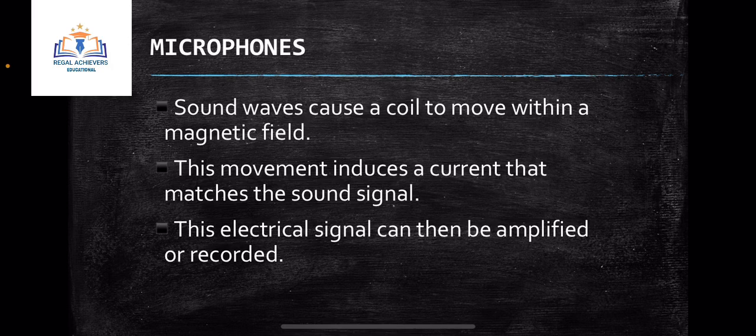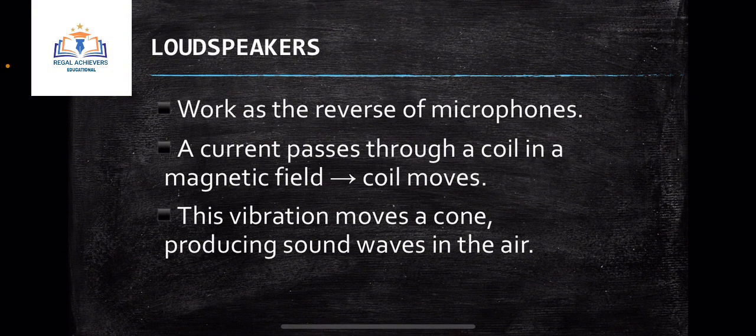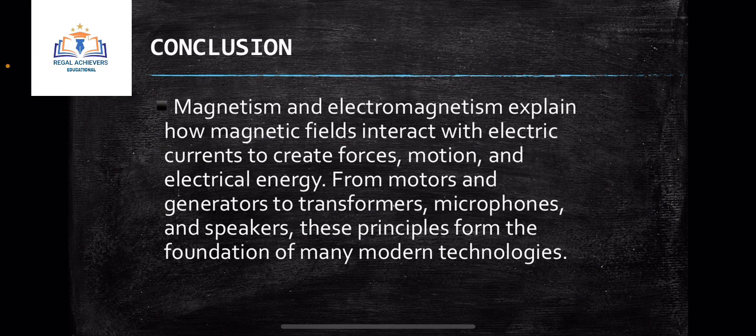Microphones. Sound waves cause a coil to move within a magnetic field, and this movement induces a current that matches the sound signal. So this electrical signal can then be amplified or recorded. Loudspeakers. These work as the reverse of the microphones. So a current passes through the coil in a magnetic field and the coil moves, then this vibration moves a cone, producing sound waves in the air.